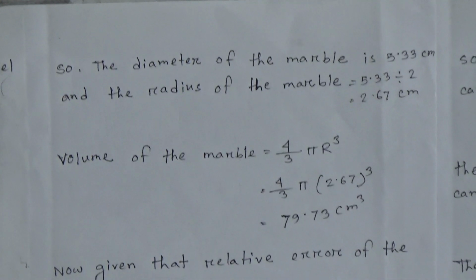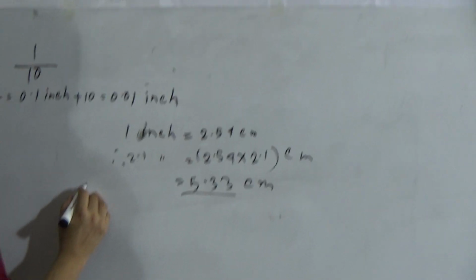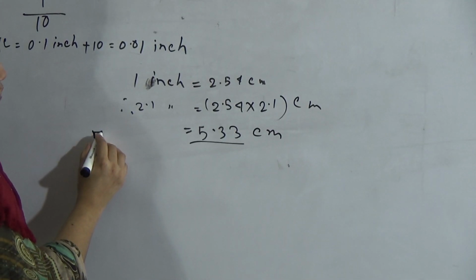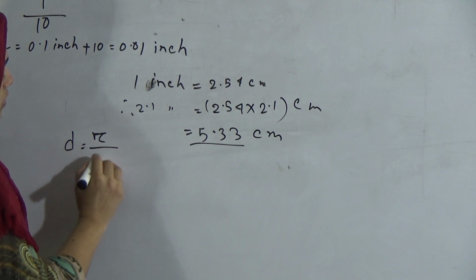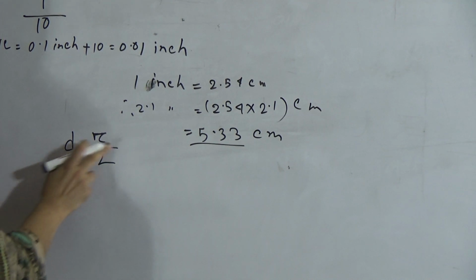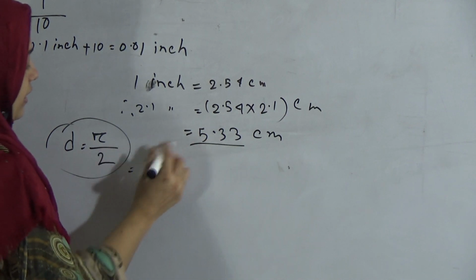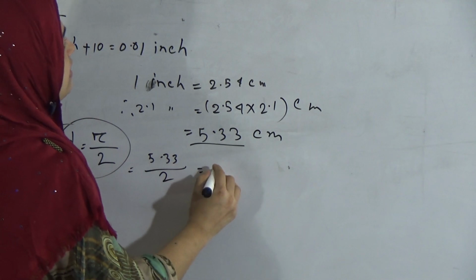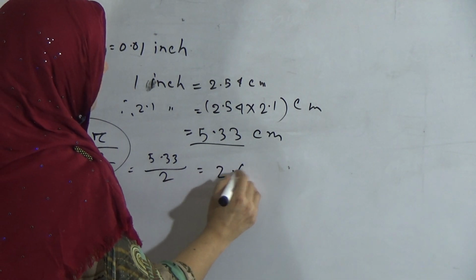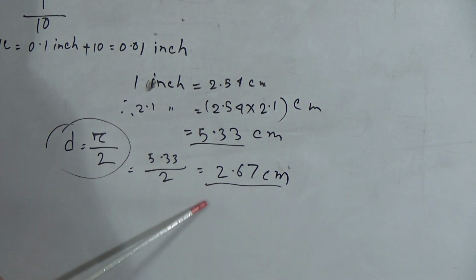Now we have to find out the radius of the marble, since this is the diameter. We know the formula is D equals 2R, or R equals D divided by 2. D means diameter and R means radius. So this is the formula. Here R is 5.33 divided by 2, that means it will be 2.67 centimeter. This is the radius of the marble.